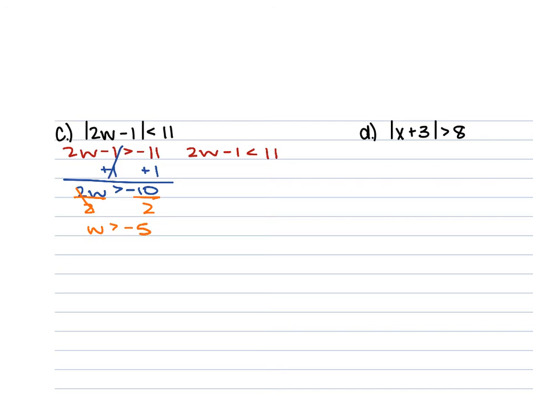For the inequality on the right, I add the 1 to both sides. I have 2w is less than 12. And then I divide each side by that 2. And I get that w is less than 6. My inequality that includes a smaller number is on the left. I compare the two signs. They point in towards each other, so this is an and statement. So I'm going to rewrite this as negative 5 is less than w, which is less than 6.